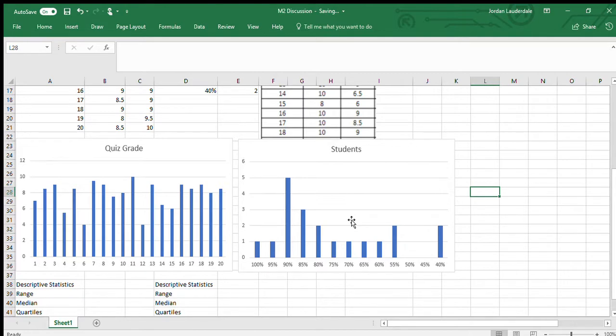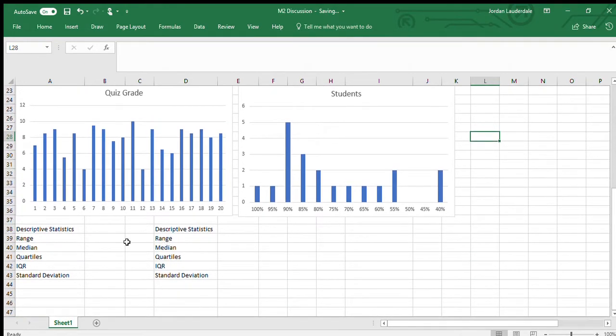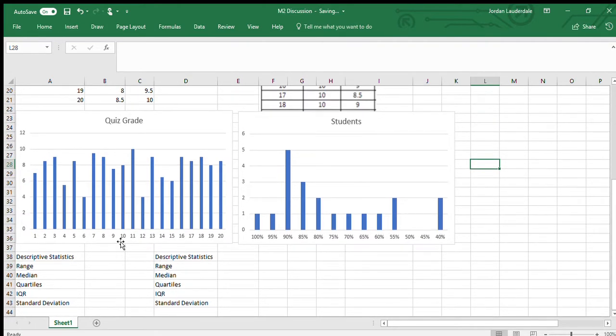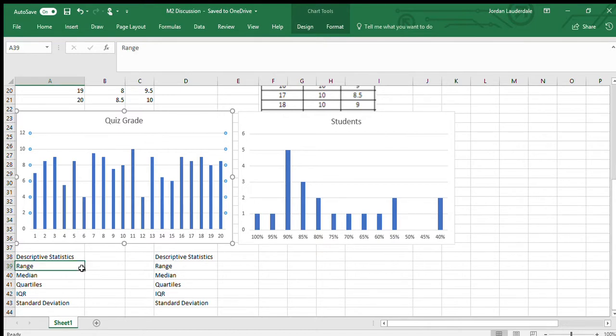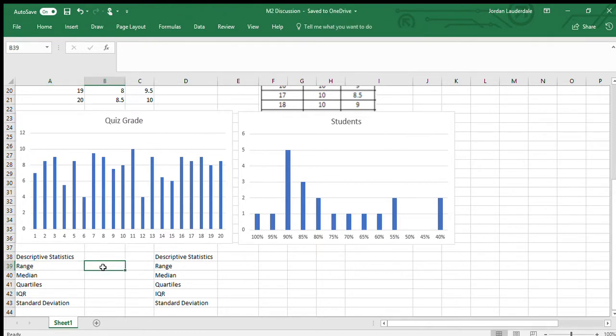One way to help us view this better is by looking at the descriptive statistics. For the first graph that we have here, the range is going to be from the lowest number of questions correct to the highest number. This gives us a view of what kind of data ranges we're looking at. As we can see on the graph here, our lowest point is a value of 4, and our highest is up here at a value of 10. So 10 minus 4 is 6, so our range is a value of 6 questions correct.